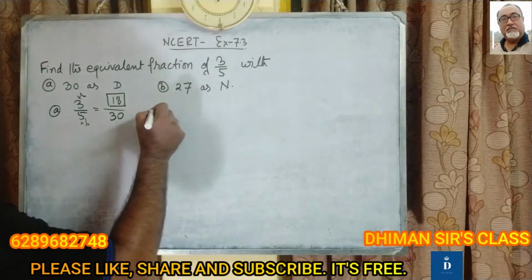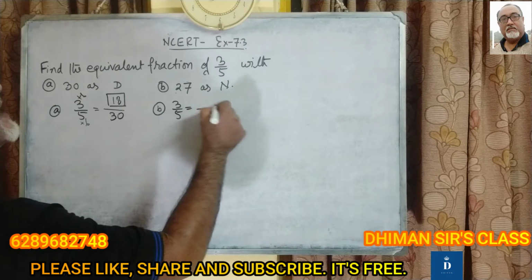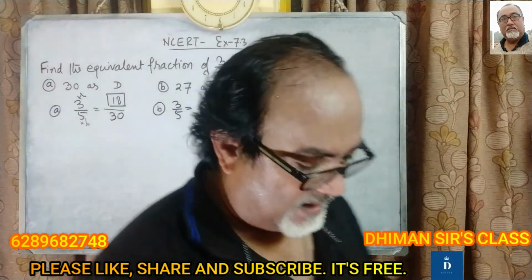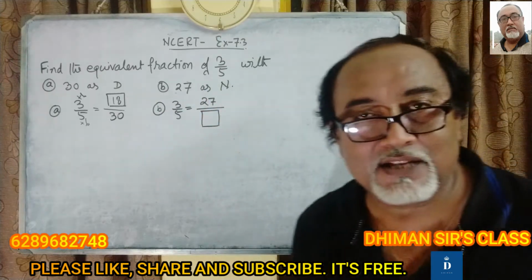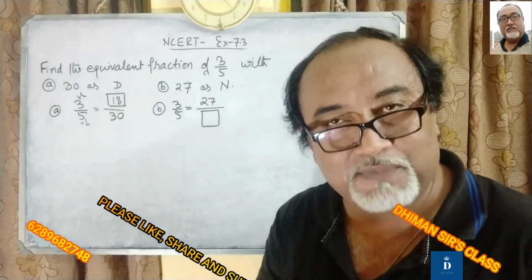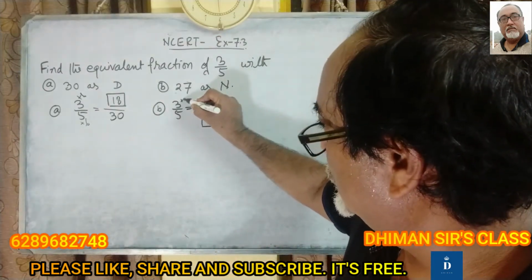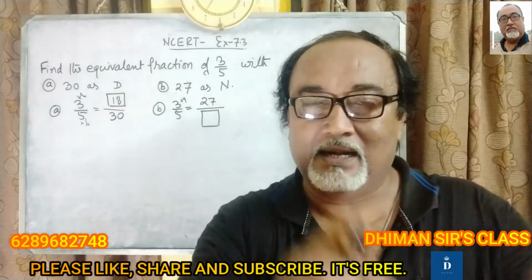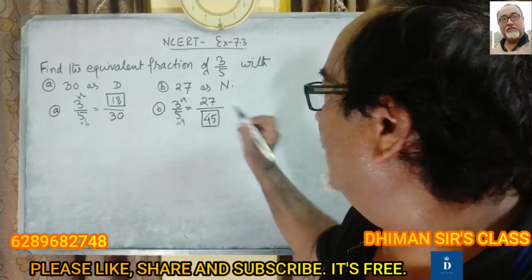Same for B, our equation is 3 by 5 and they are telling the numerator as 27. So the denominator we have to find. Okay, students, now here, what do we find? The numerator was 3, now it has become 27. It has increased or decreased? It has increased. So that means 3 has been multiplied by something so that we get 27. So 3 into what is 27? 3 into 9 is 27. So that means if 9 is multiplied in the numerator, definitely 9 has to be multiplied in the denominator also. So 5 into 9, 5 9s are 45.